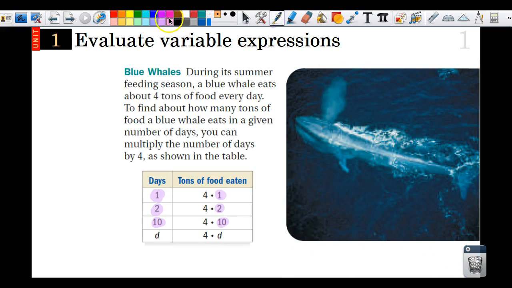So this letter D represents just some day. We don't know how many days it's been, but it's just going to be some value that I don't know yet. Of course, when I decide to give it a value, then it will just be a number. For right now, that is a variable. And I'm sure that some of you already are aware of what a variable is. It is a number that we don't know the value to.